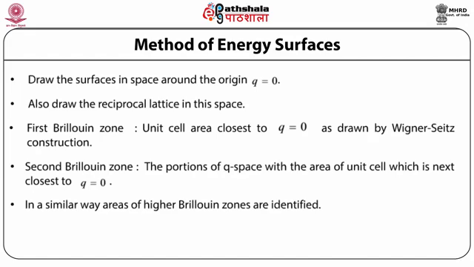As an example, you can try it yourself for the square lattice. You can try to draw the first, the second and the third Brillouin zones, and in this way you can construct the more difficult lattices.